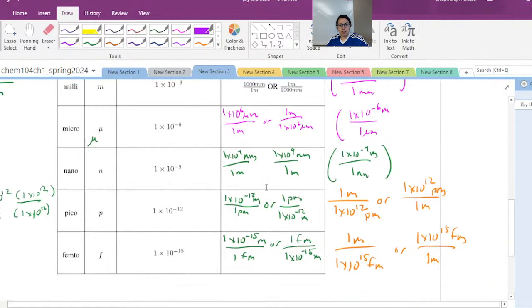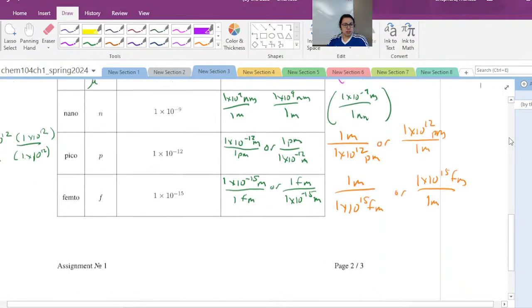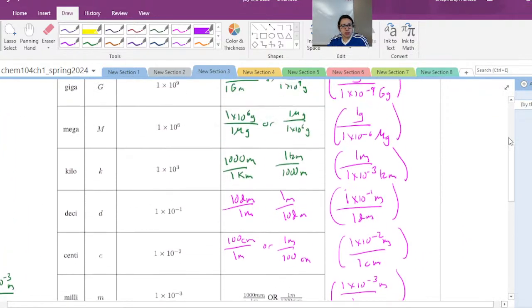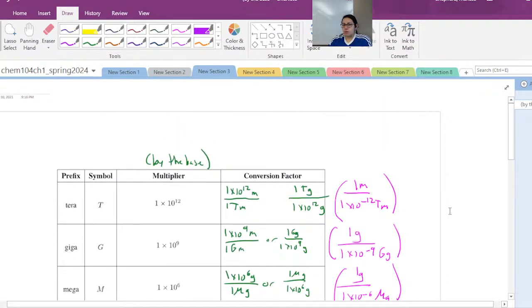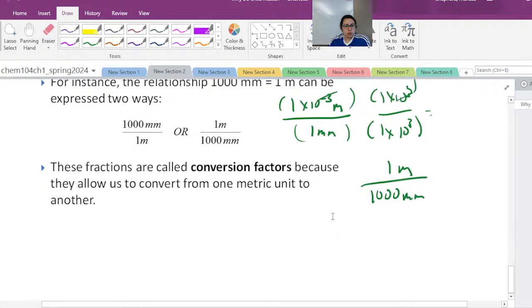All right, any questions about the conversion factors here? So ask questions. And so now the question is, well, what do we do with these conversion factors? And so now we're going to use them to convert.